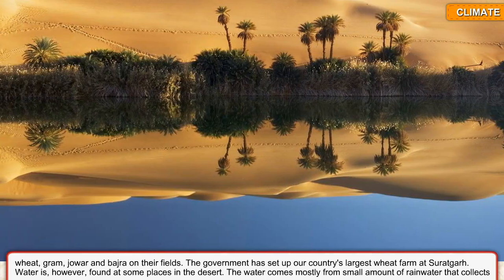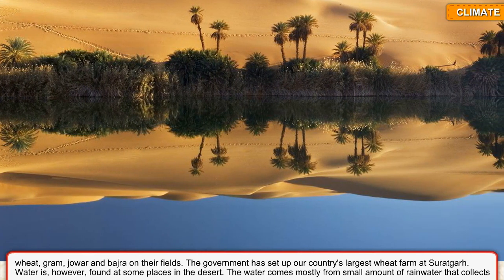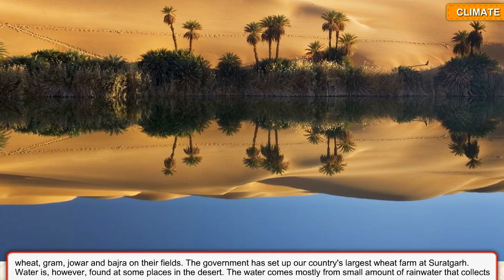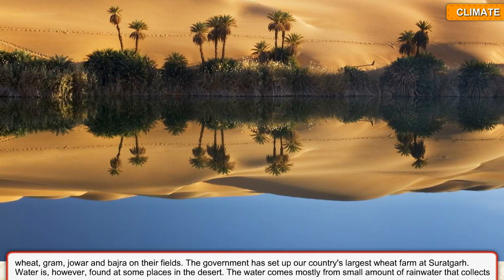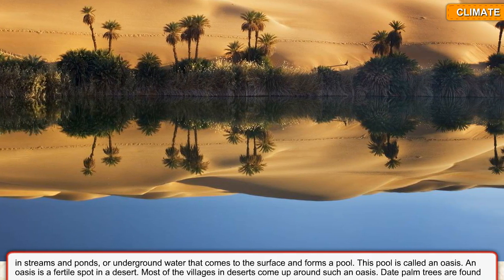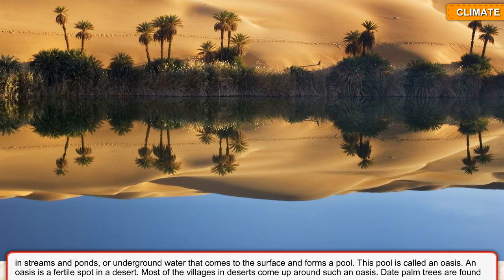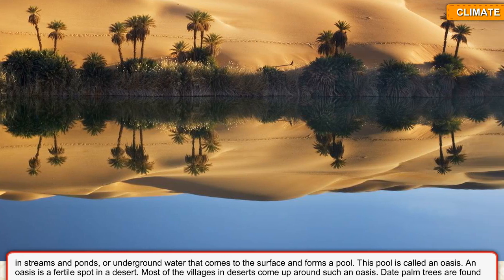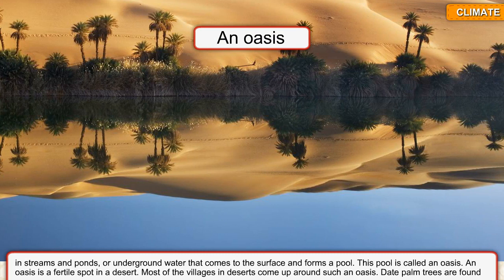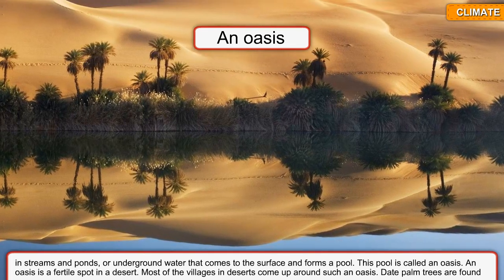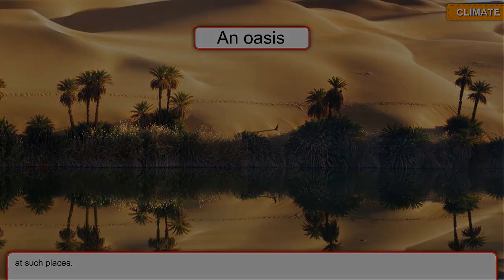Water is, however, found at some places in the desert. The water comes mostly from small amount of rainwater that collects in streams and ponds or underground water that comes to the surface and forms a pool. This pool is called an oasis. An oasis is a fertile spot in a desert. Most of the villages in deserts come up around such an oasis. Date palm trees are found at such places.